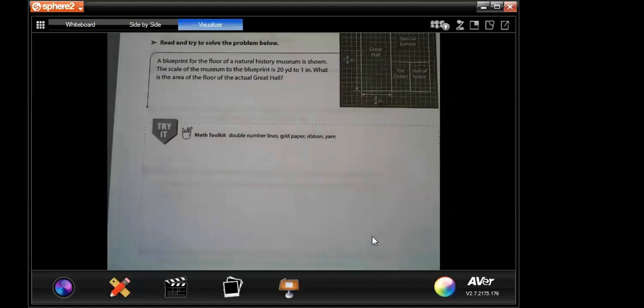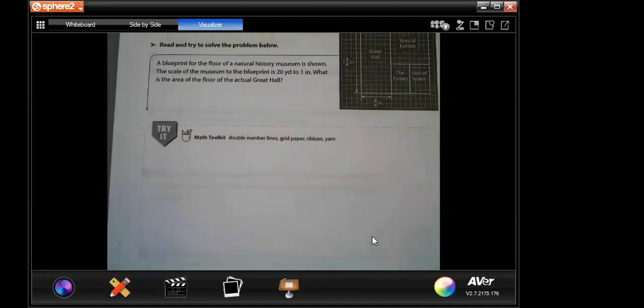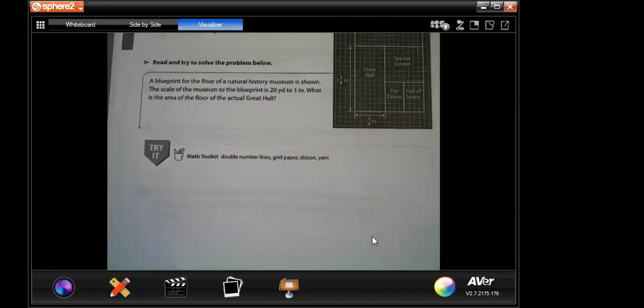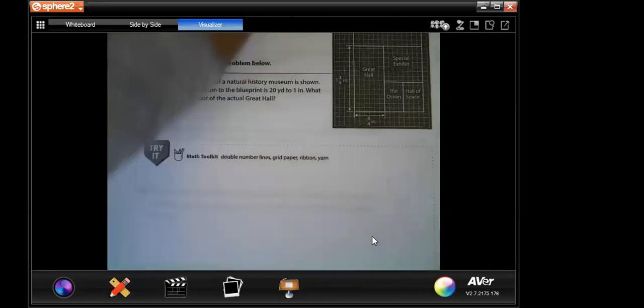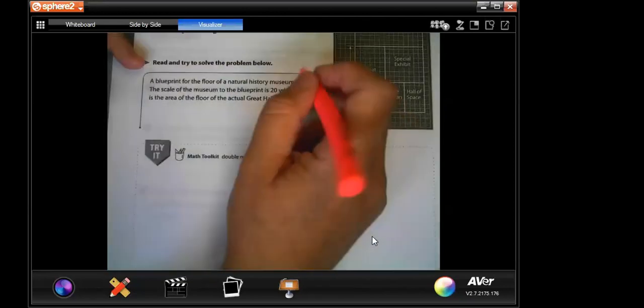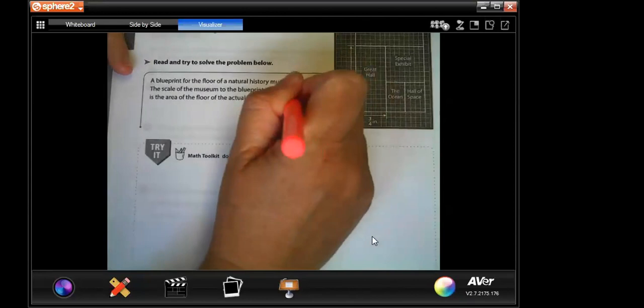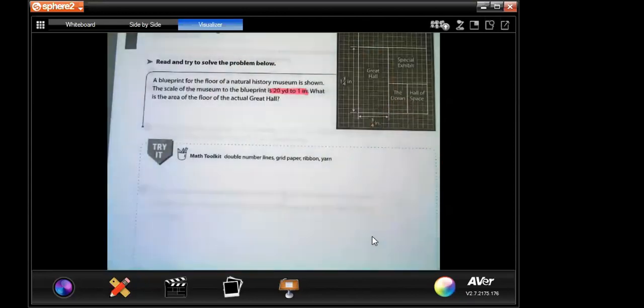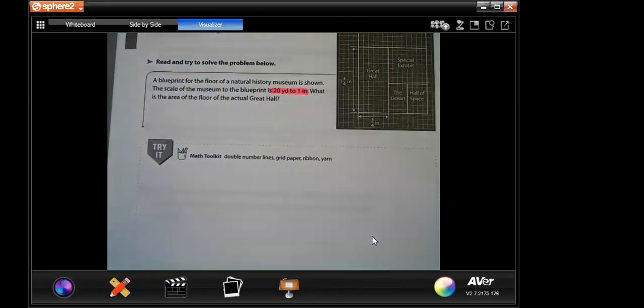A blueprint for the floor of a natural history museum is shown. The scale of the museum to the blueprint is 20 yards to 1 inch. Bam! Hopefully I didn't break your speakers, but guess what just hit us in the face? Our scale. Very important. What is the area of the floor of the actual Great Hall?